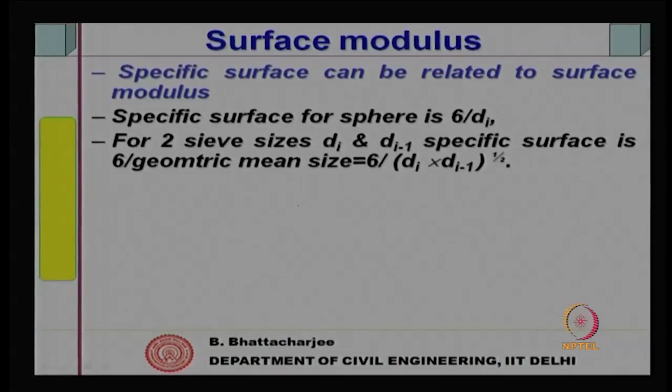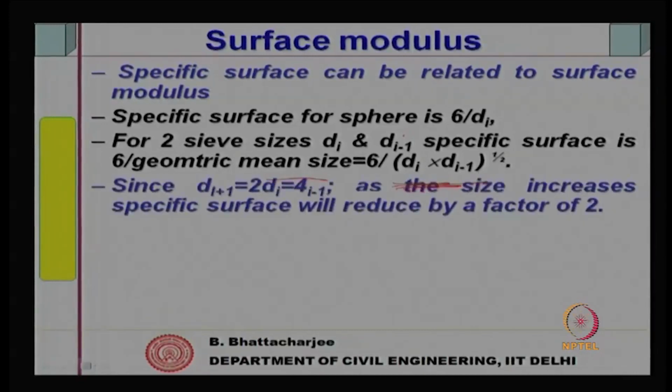For two sieve sizes di and di minus 1, I can talk in terms of the average sieve size, the geometric mean. The geometric mean is the square root of the product of these two. So, for two sieve sizes, the specific surface is 6 over the geometric mean size, and that is given by this. Since d i plus 1 is 2 di, which is equal to 4 d i minus 1, d i plus 1 equals 2 di equals 4 d i minus 1, right.